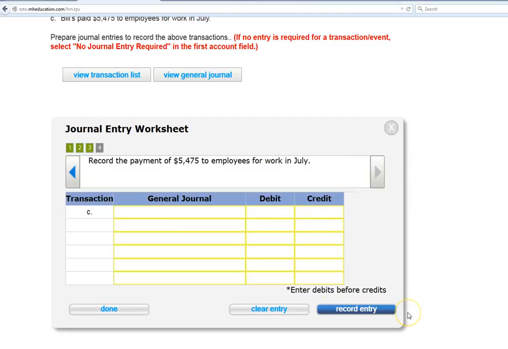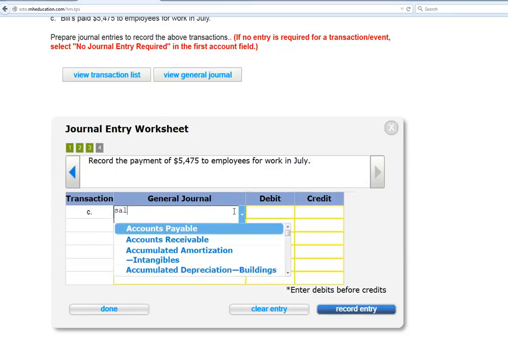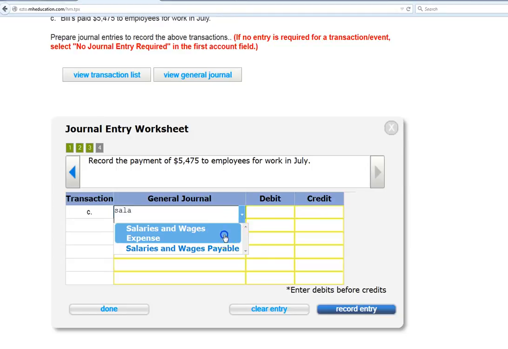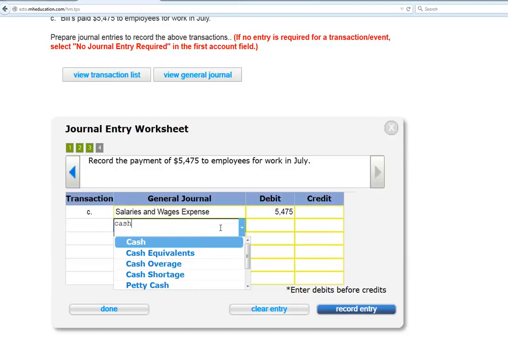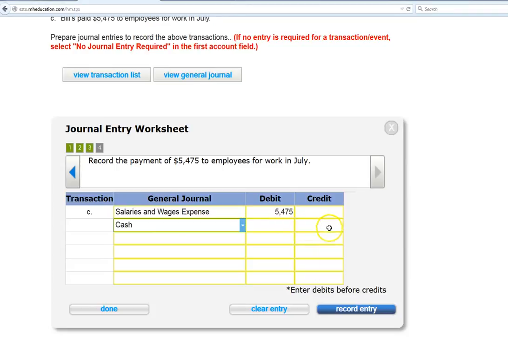Finally, we're recording the payment of $5,475 to employees for work in July. Did you receive the benefit of the cost in July? Yes, we received their labor. So we're going to debit salaries and wages expense in July because we received the benefit of the cost in July. And it says record the payment, so we're assuming they're paid in cash. We'll credit to reduce cash, $5,475.